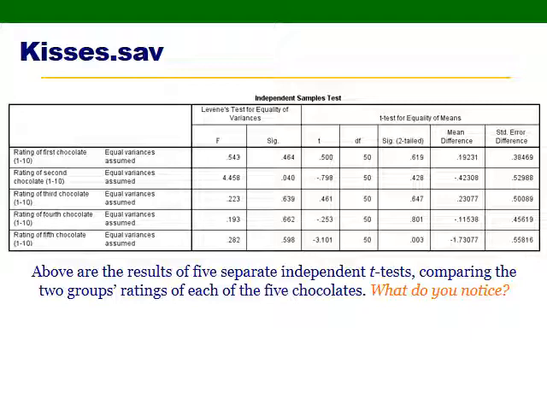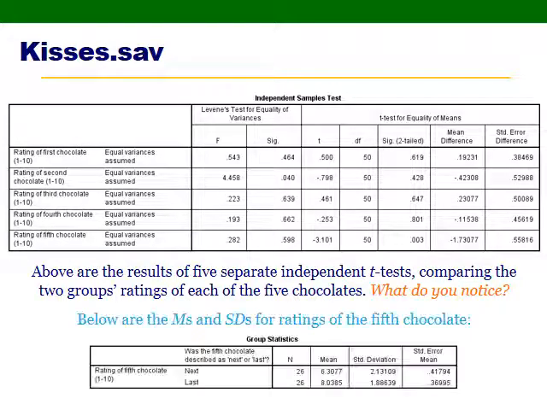Here in one single table, I've condensed the results of 5 separate independent t-tests, one for each of the 5 chocolates. You'll notice that for the first chocolate, the 2 groups did not rate the chocolate differently. Same goes for the 2nd, 3rd, and 4th chocolates, all of which were rated as tasting equally good by the 2 groups. The 5th group, however, showed a significant difference with a p-value of 0.003.